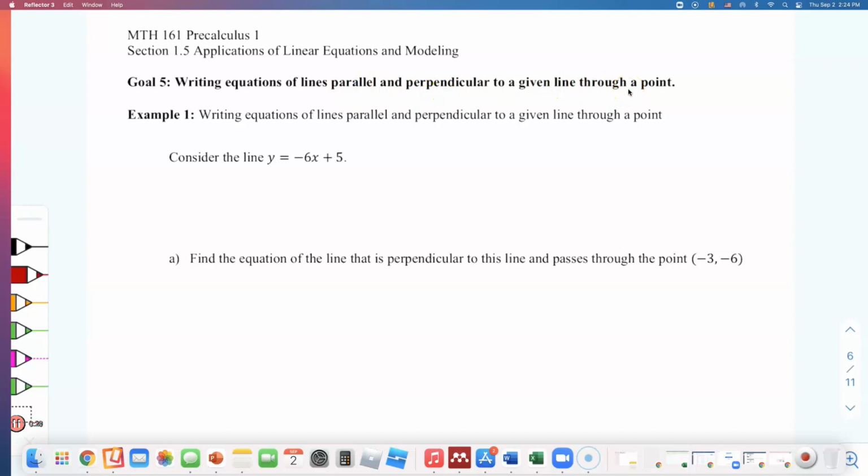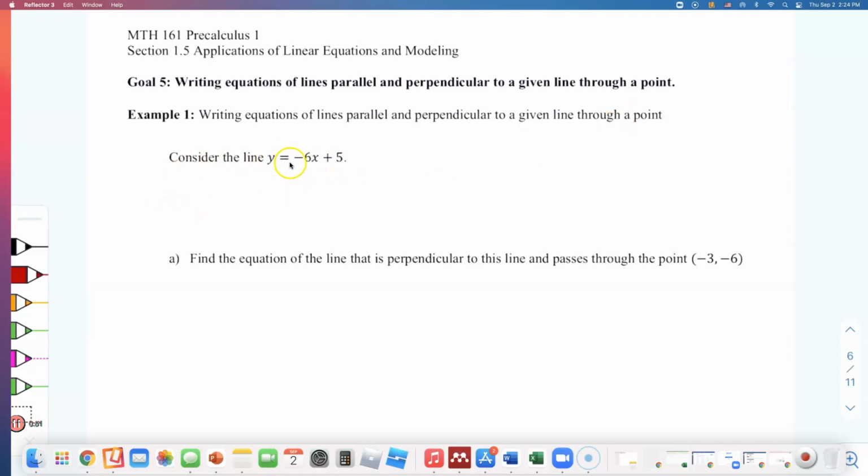So each example, you will write 2 different equations. One's going to be perpendicular, one's going to be parallel. This is very similar to your week 2 problem. So after watching this, I want you to go and try week 2 problems, okay? Writing equations of lines parallel and perpendicular to a given line through a point.